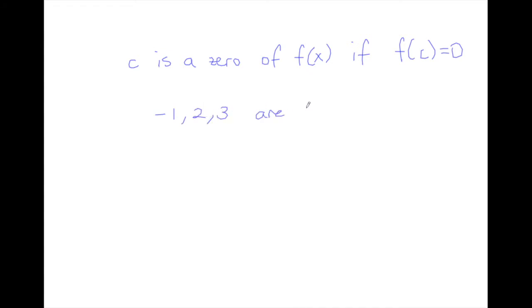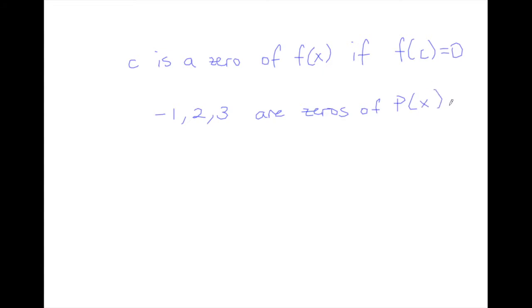So what is the zero of a function? A zero of a function is a value c if f of c equals 0. When you plug in that input value, you get an output of 0. So for our polynomial, we had -1, 2, and 3, which are zeros of our p of x.